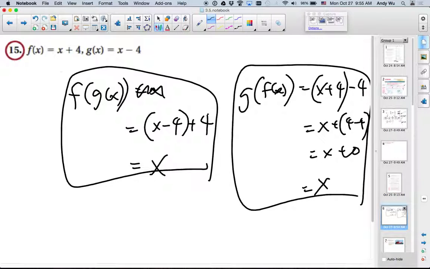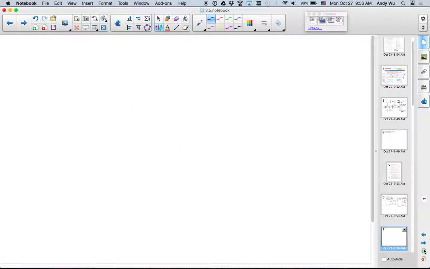Do you have to do both? Yes, you have to do both. It's possible to have one work but not the other. I just can't think of an example right now. Oh, here's one. I think you can have one in another. Anyone think of one? Square root of something.